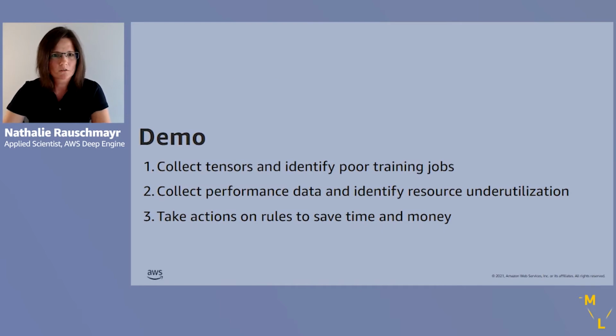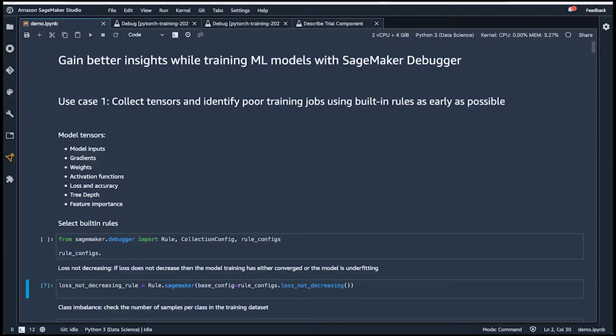Now let's take a closer look at the demo. In the demo, I will show you 3 different use cases. First, we will look at how we can use debugger to collect tensors and select built-in rules to identify poor training jobs. In the second use case, I will show you how you can use debugger to collect performance-related data to identify how well the training instance was utilized. Last but not least, we will look at how we can select actions to auto-terminate training whenever a rule identifies an issue. So let's take a look at the notebook.